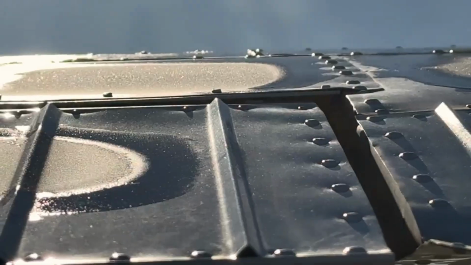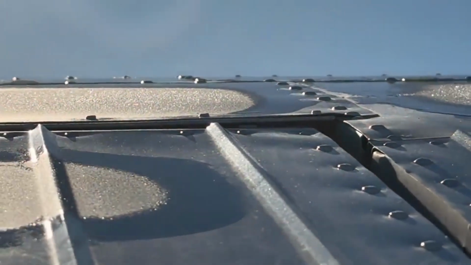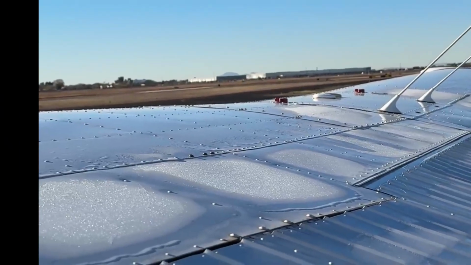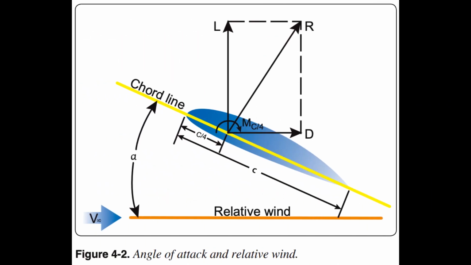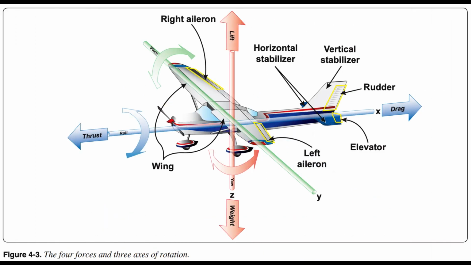Angle of attack, AOA, is the acute angle measured between the relative wind, or flight path, and the chord of the airfoil. Figure 4.2. Flight path is the course or track along which the aircraft is flying or is intended to be flown. The four forces. The four basic forces, figure 4.3, acting upon an aircraft in flight are lift, weight, thrust, and drag.